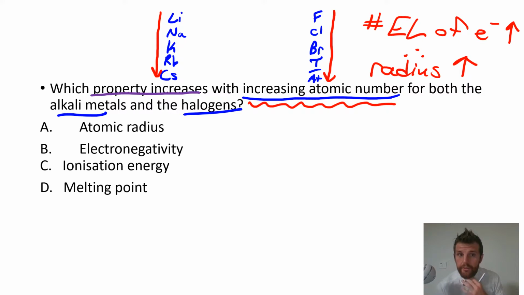Which property increases? And there it is, atomic radius, just like that. If radius is going up, I know that electronegativity is going down, ionization energy is going down, and we don't necessarily need to care about melting point right now. But it also does go down for alkali metals, but not for halogens. So that's a little bit trickier. So anyways, same logic over and over. It's just at this point we're just trying to decode the words.